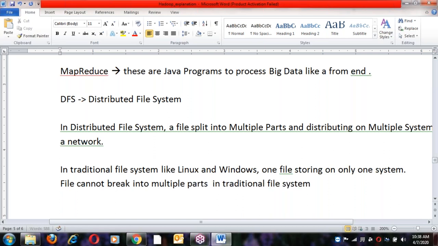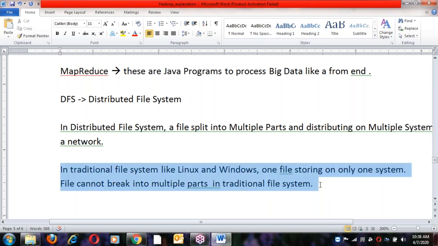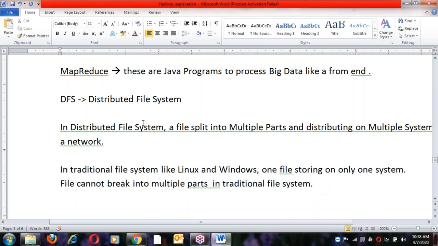Multiple parts in traditional systems cannot break. A file is not breakable in traditional systems. So this is a traditional file system. Next, a distributed file system like this. In a distributed file system, a file is split into multiple parts, stored on multiple computers over a network.